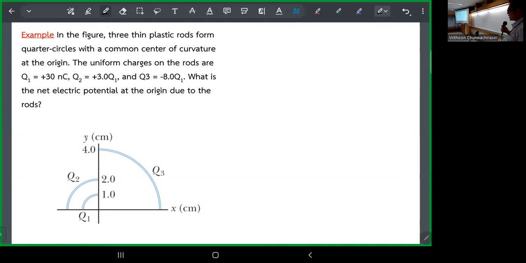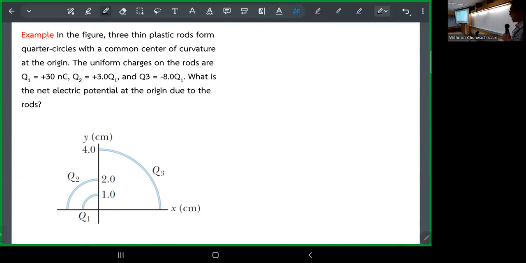They want to find the potential at the origin due to these three rods. It looks complicated at first, but from the experience that we just gained from the previous exercise, this is easy. You can get this done in 30 seconds. Maybe I'm exaggerating a little bit, but pretty close.